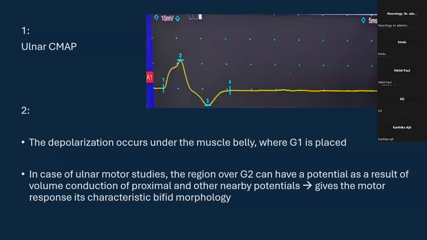When we record it, usually we record from the G1, which is placed over the muscle belly, and the G2 is not over the belly. But when we are stimulating, this G2 can pick up the potentials from the surrounding muscles, and that can give rise to this bifid appearance, which is typically seen while recording the ulnar CMAP. So it is more of a technical issue which causes this bifid appearance in an ulnar CMAP study.